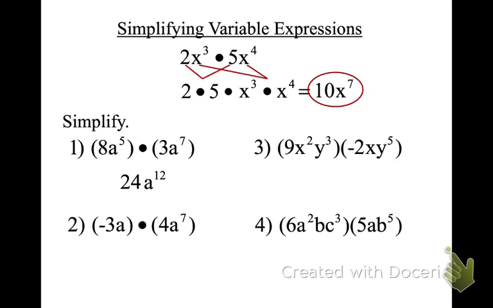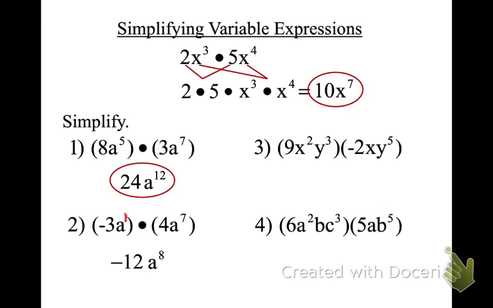Okay, next one. We're going to do -3 times 4. -3 times 4 is -12. And a, remember that's a to the 1st times a to the 7th is a to the 8th. Okay. -12 times a to the 8th, because remember that had a 1 there.